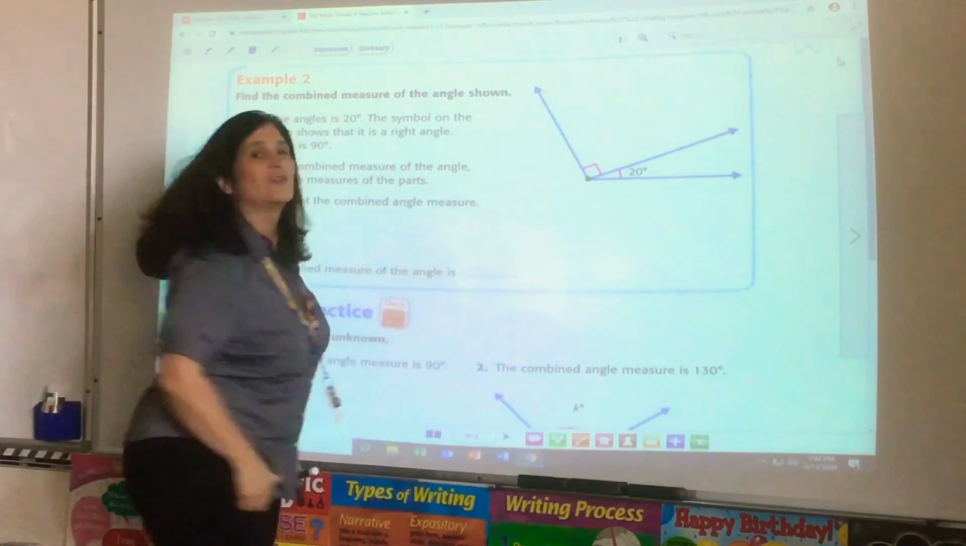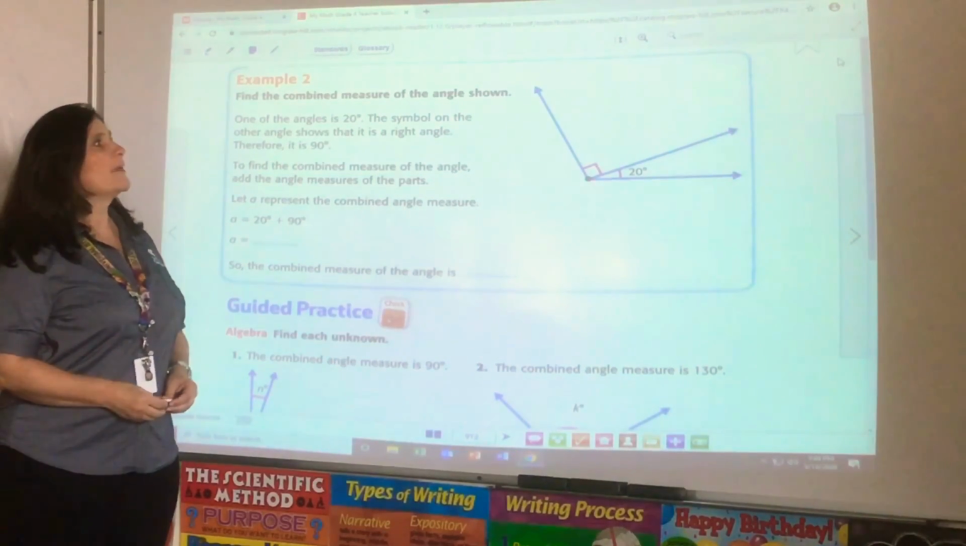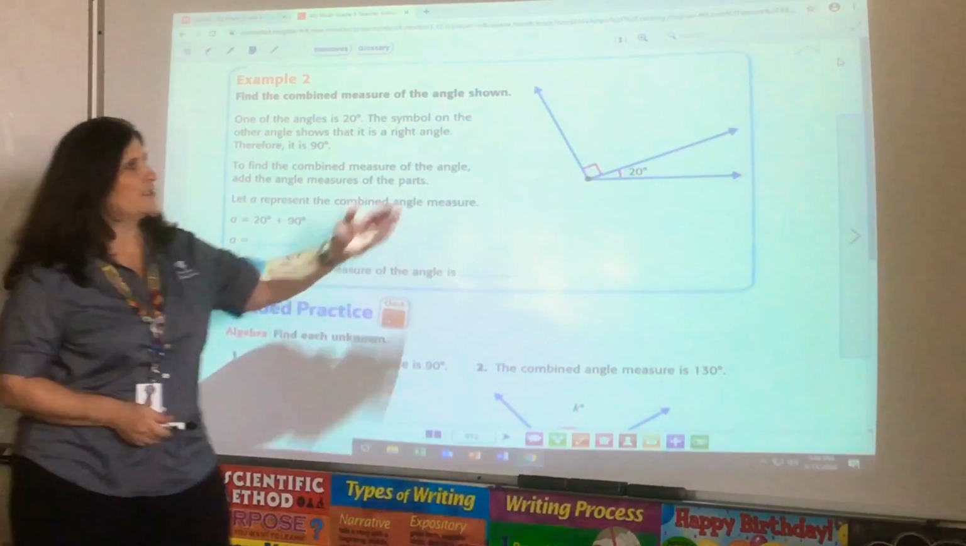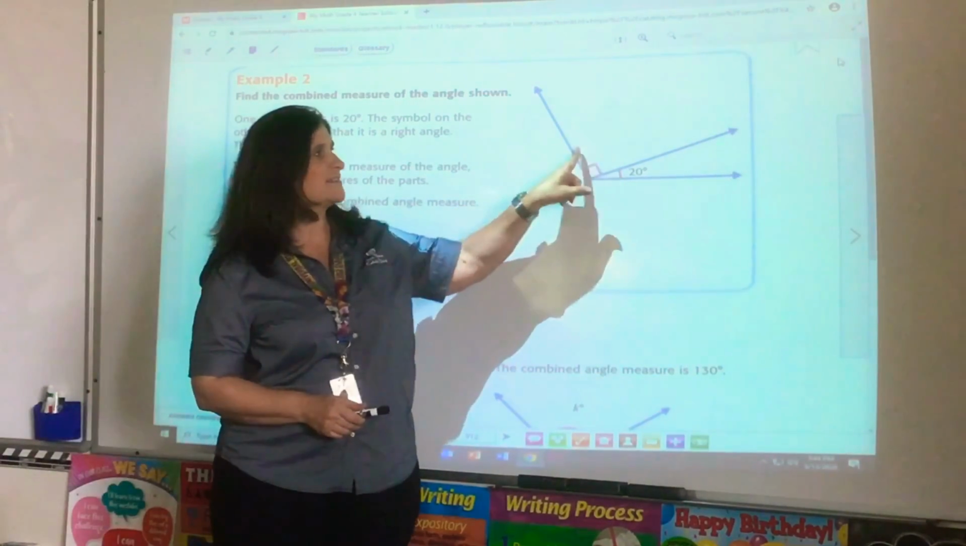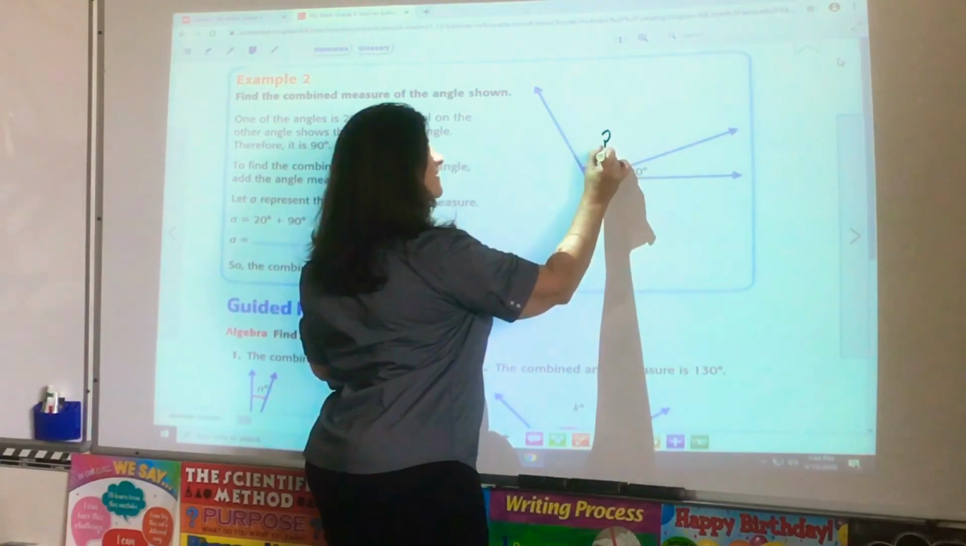We're ready for example 2. Example 2. Find the combined measure of the angle shown. Okay, so here's our angle shown. They gave us this, we don't know this. This is the question.